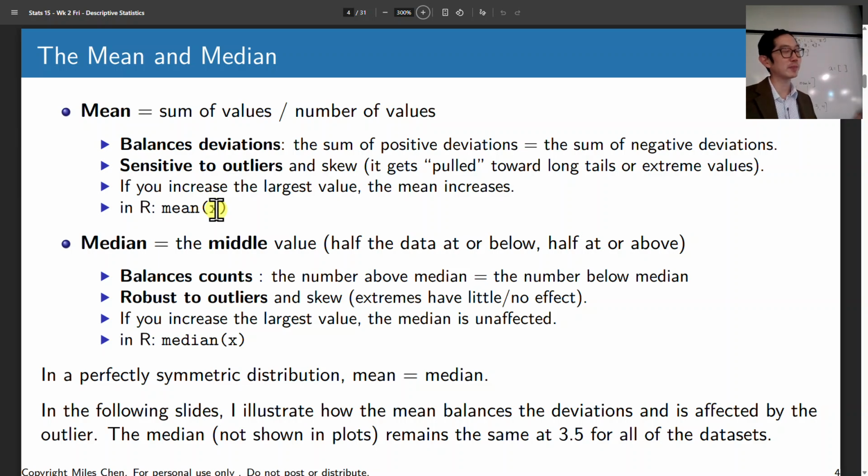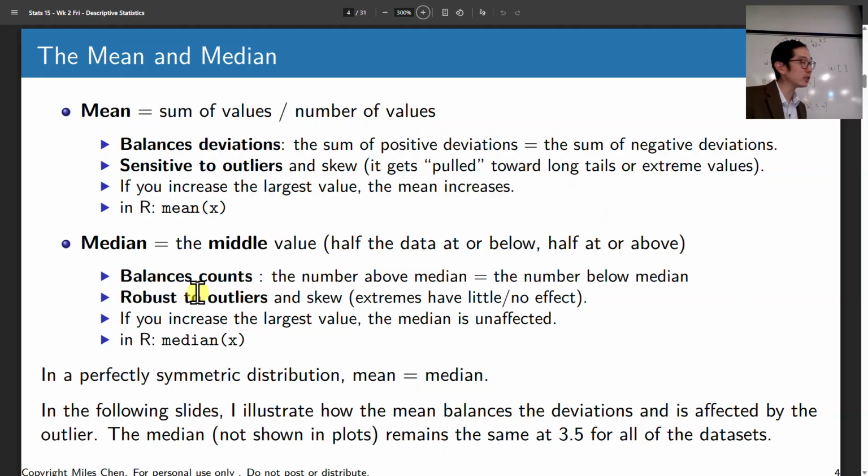And the way we calculate the mean in R is we just use mean, and then we give it the vector x. The median is the middle value, which basically means half of the data is at or below the median, and half of the data is going to be at or above the median, okay? And so what the median does is it balances the counts. The number of values above the median is equal to the number of values below the median. So both of these things, you've got the mean, which balances the deviations. It's also like, if you had a scale, the balance point. And then the median evens out the number above and number below, okay?